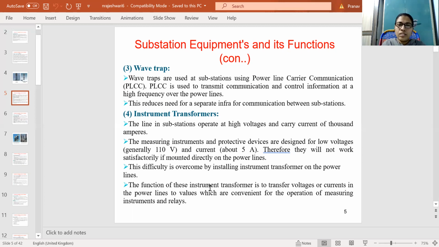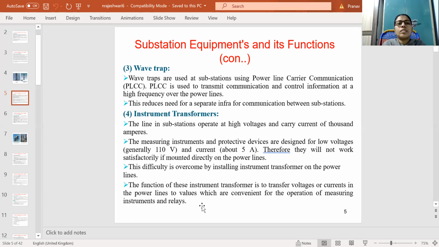So the function of these instrument transformers is to transfer voltages or currents in the power lines to values which are convenient for the operation of measuring instruments and relays. The main function of these transformers is to transfer voltage and current in the power lines, where high values are transferred from one substation to the other or to the consumer sites. So these are the instrument transformers.